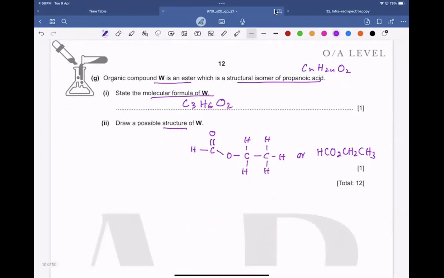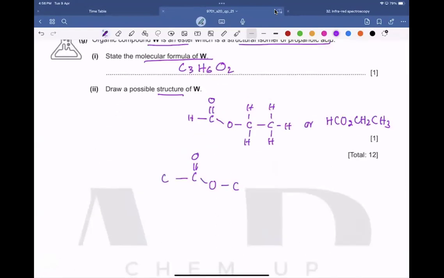And the other possible structure of W would be like this, as I have told you, double bond O, O, and C. Then keep the other next C over here on the right. Yeah, see. So 3 carbons over here, 3 hydrogens over here and 3 hydrogens over here. So its structural formula would be like this, CH3CO2CH3. So these are the two possibilities which we can draw.